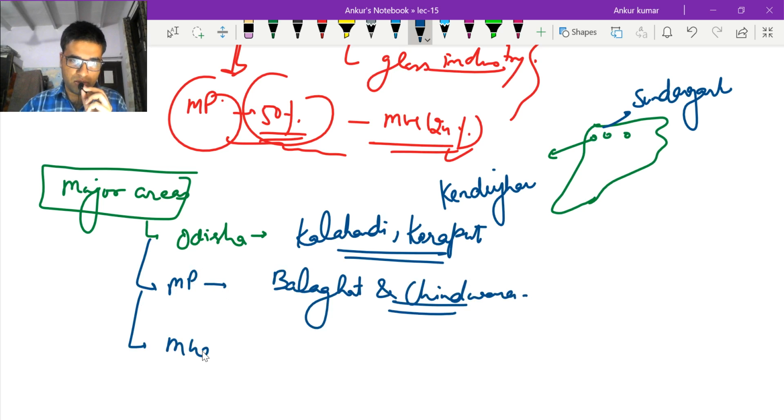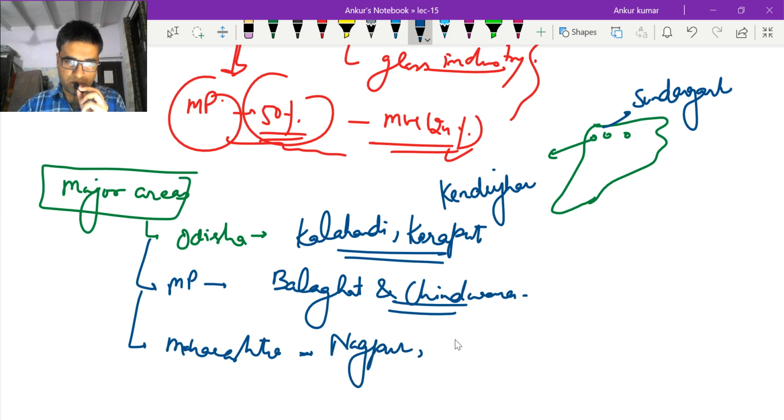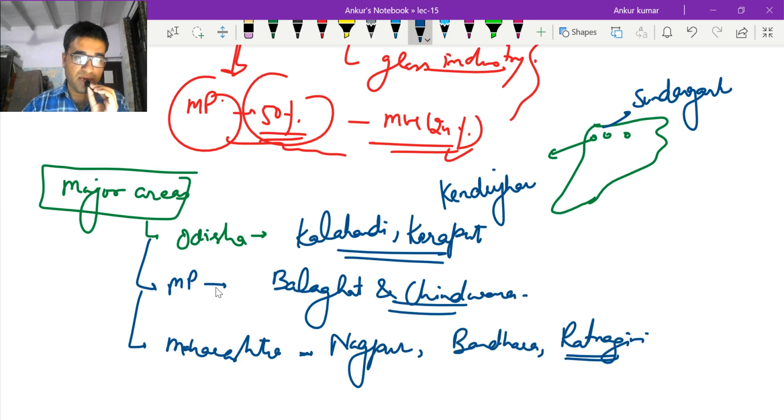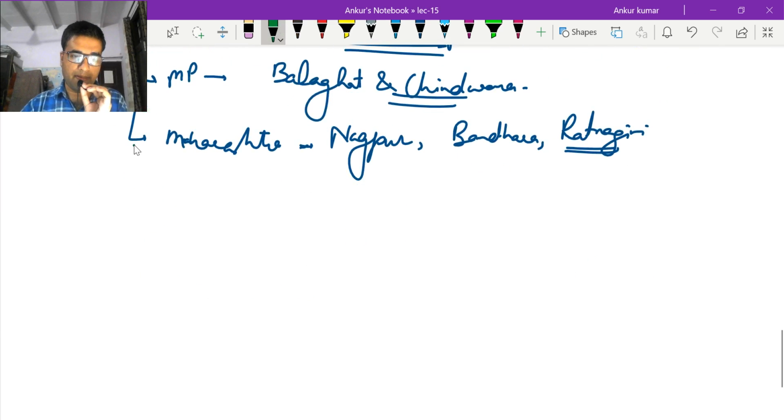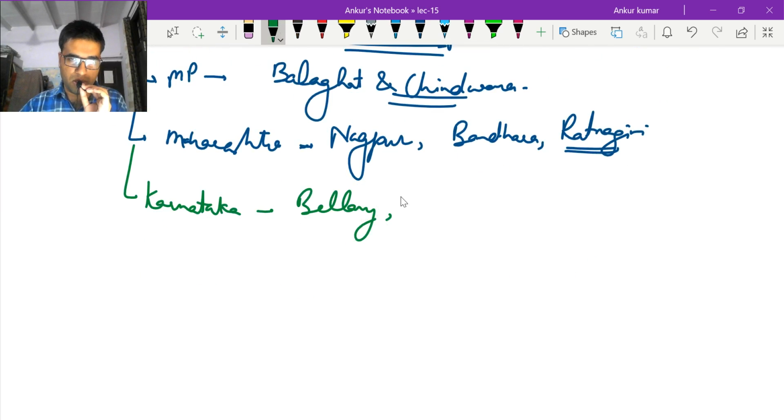When it comes to Maharashtra, districts like Ratnagiri, Nagpur. So in Nagpur. Okay. Similarly in Bhandara, Ratnagiri. Okay. So these are the areas where manganese is found in Maharashtra. Moving on to the next state, that is Karnataka. In Karnataka, the areas that we can remember are Bellary, Shimoga, and North Kannada.